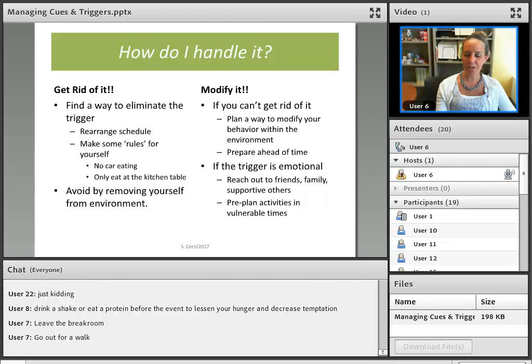So let's say you don't want to throw them away. What might be a way that you could adapt to that situation? Leave the break room, drink a shake, or eat a protein before the event, go out for a walk. These are all great ideas.